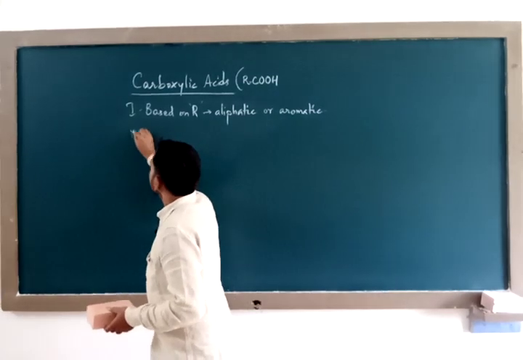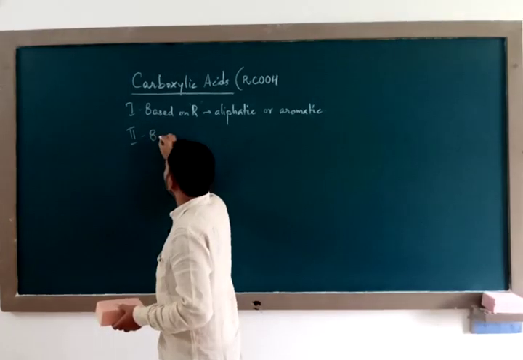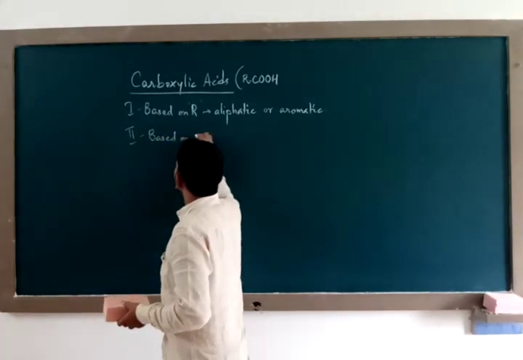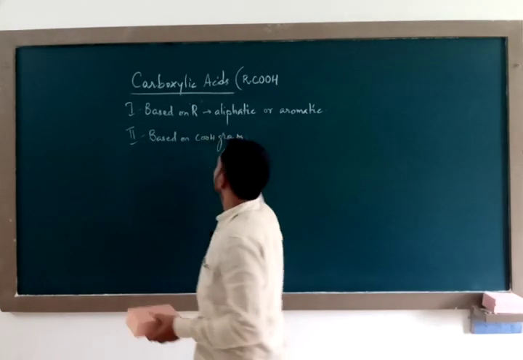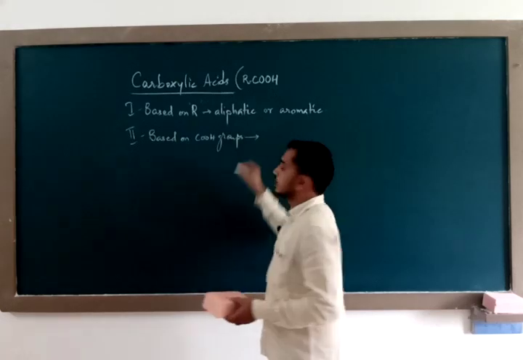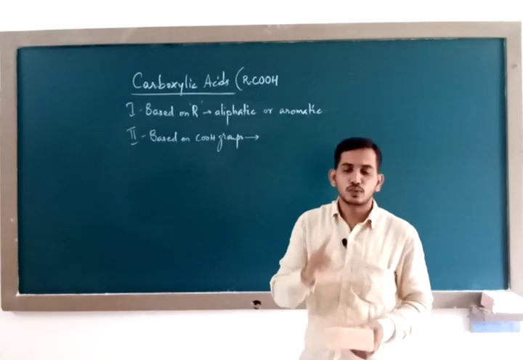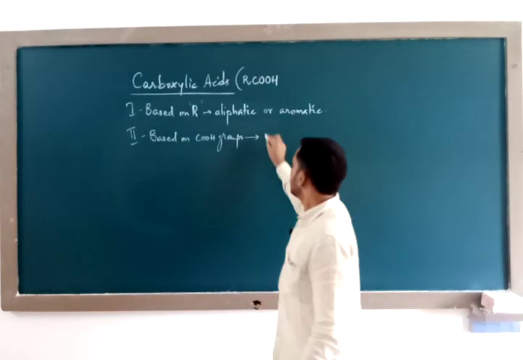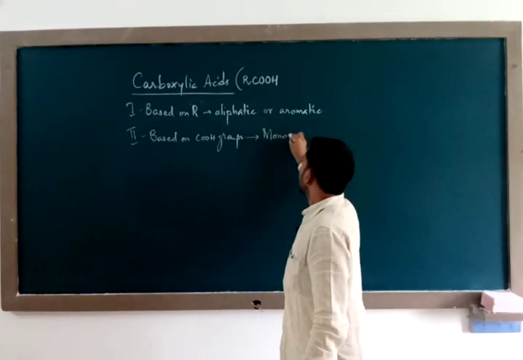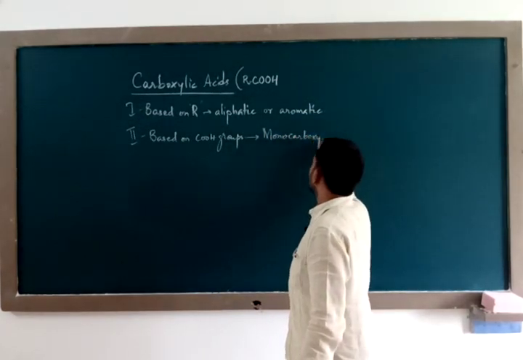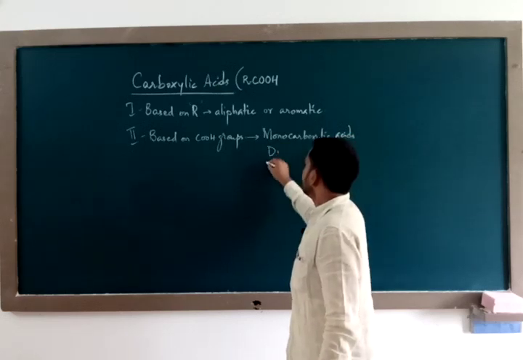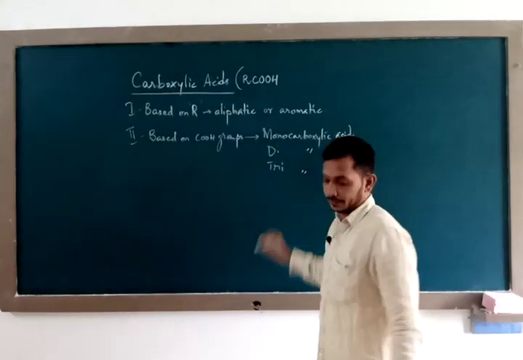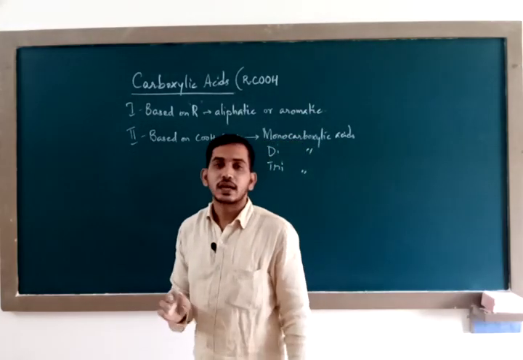Then the second type of classification is based on number of carboxyl groups. If any carboxylic acid has got only one carboxyl group, then we call them monocarboxylic acids. If they have two, then di. If they have three, then tri. So these are the two types of classifications.